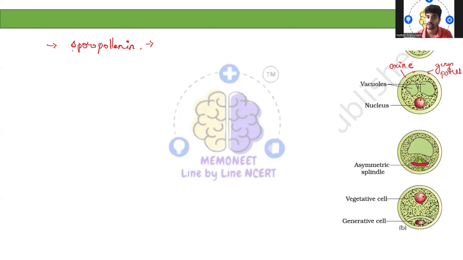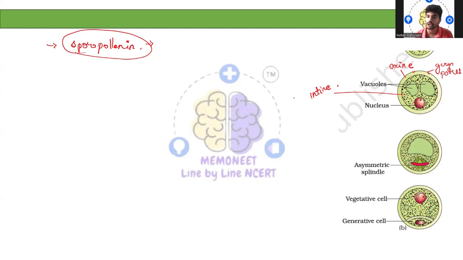Because the outermost part of the pollen grain has sporopollenin, the pollen grains are unaffected for a long period of time. That's why pollen grains can be preserved for a long duration. This is another important thing. Then we have the inner wall, which is made up of intine. The continuous inner wall of the pollen grain is called the intine.